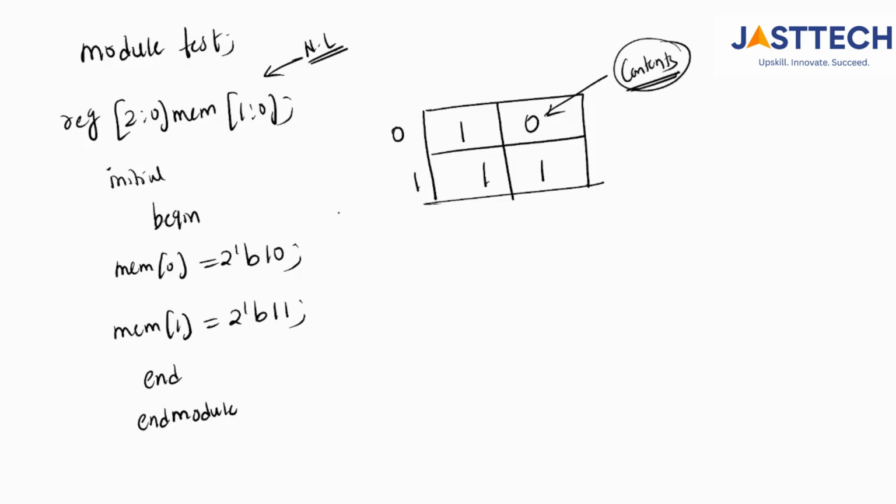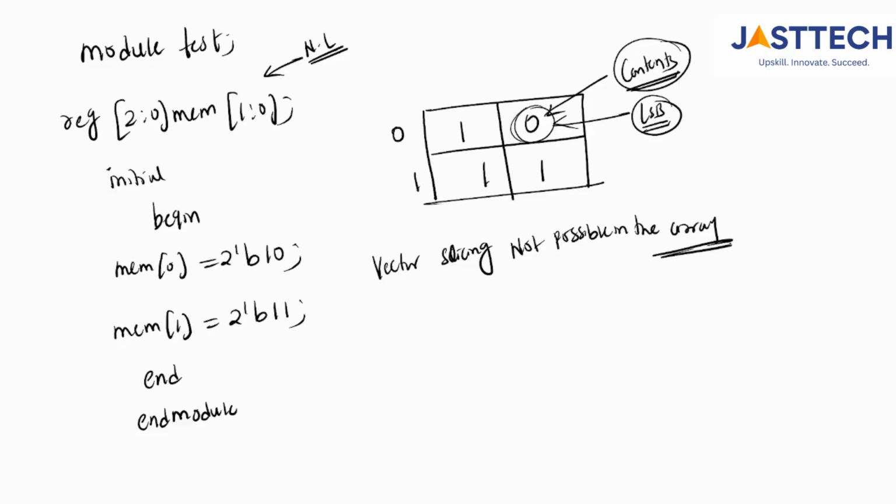Like vector slicing is not possible. Suppose if I want to access only one bit, vector slicing, that means if you want to access this LSB bit, vector slicing is not possible in the arrays. So this you need to remember, vector slicing is available in the vectors, but vector slicing is not possible in the arrays. Okay, so this is about the data types and arrays.